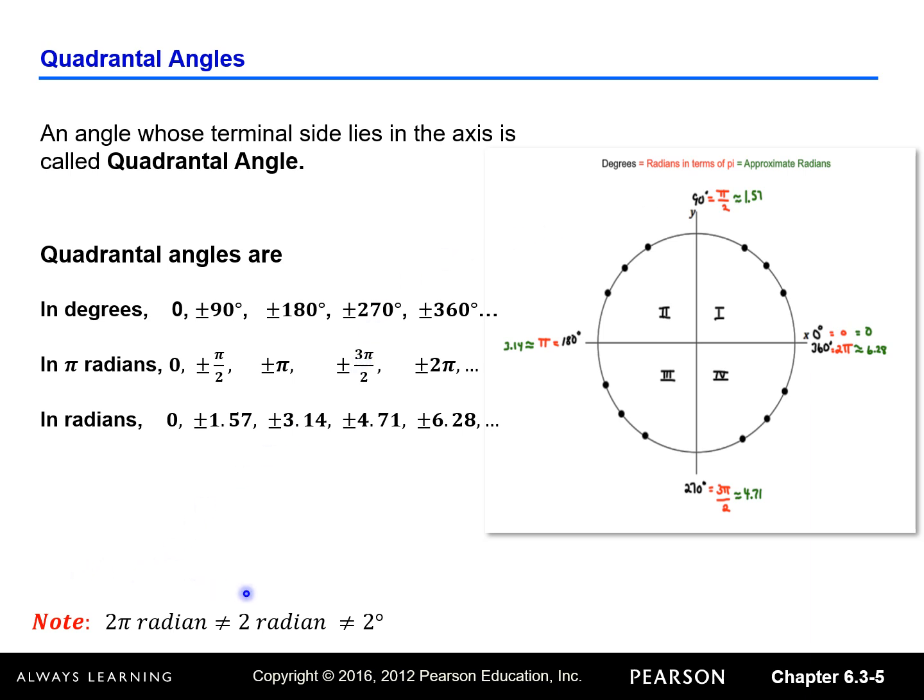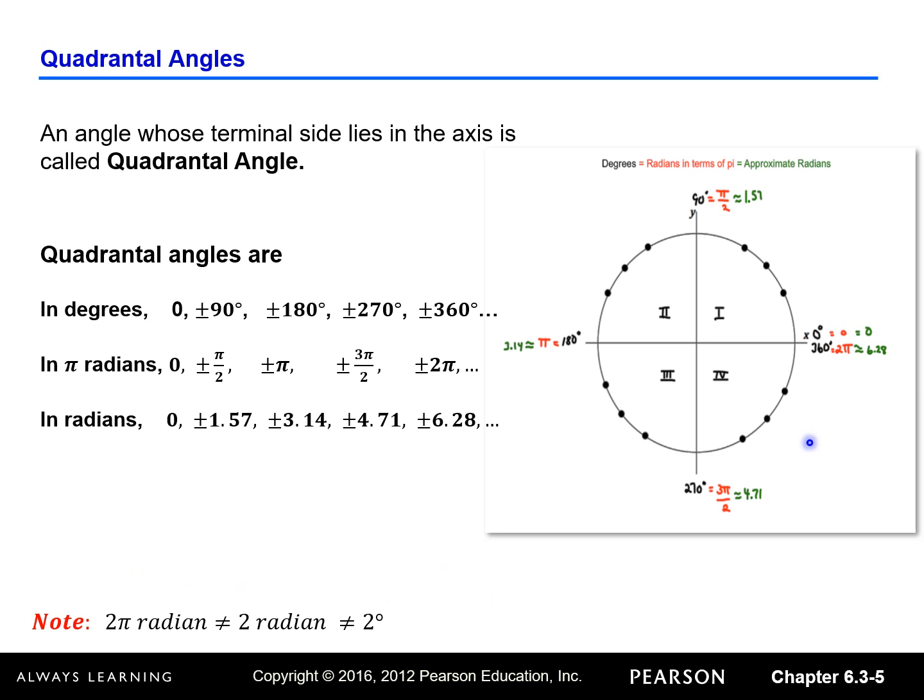And then lastly is the angle measured in radian, not in pi radian. So meaning you will just convert this pi into 3.14. So 3.14 divided by 2, which is equal to 1.57. So this pi is 3.14. This 3 pi over 2 is 4.71. And this 2 pi is 6.28.